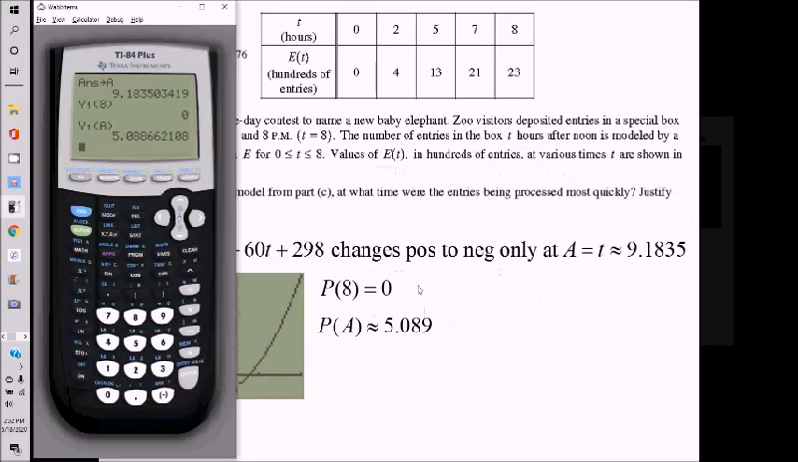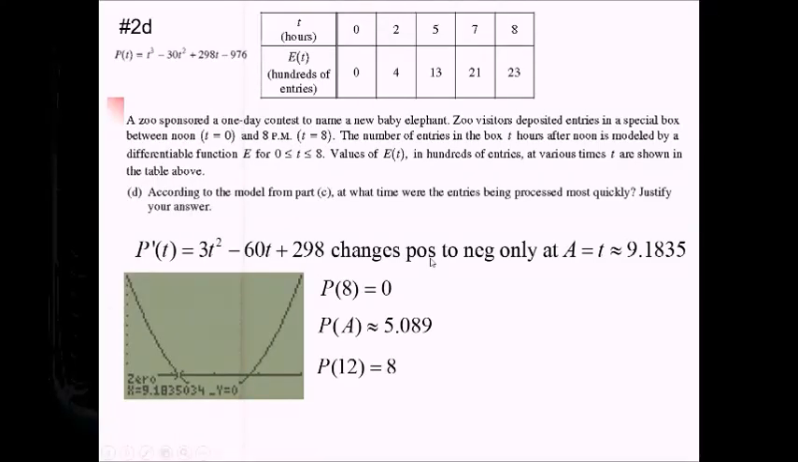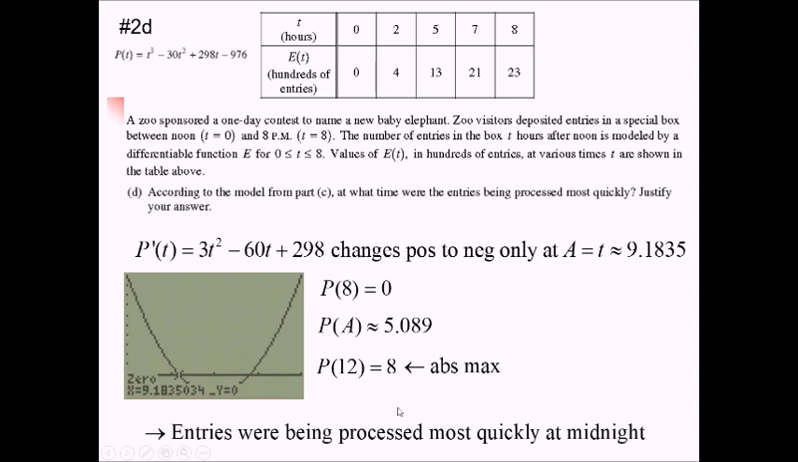Let's test out midnight as well. So yanking my input from before, let me replace A with 12. Enter, and that comes out to exactly 8. So out of all of these, 8 is the highest value. What this means in real life is that our entries are being processed most quickly. The rate of change is greatest at midnight.